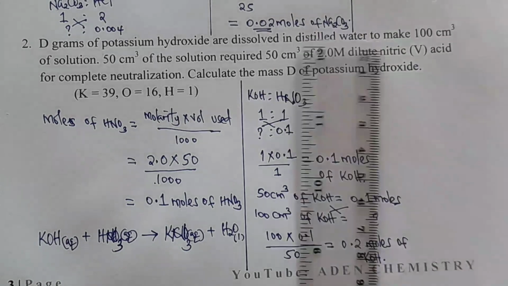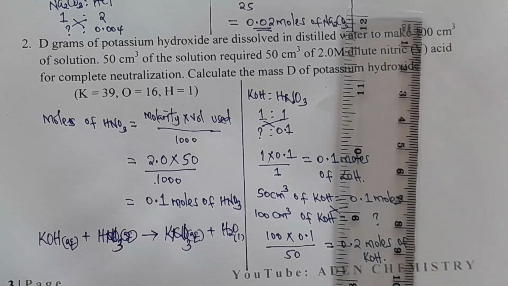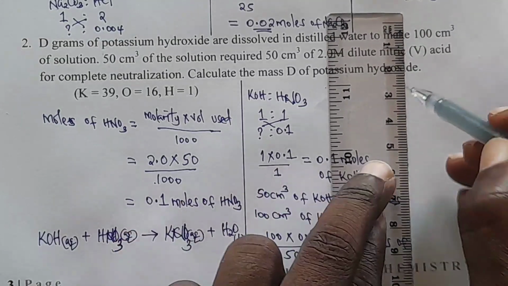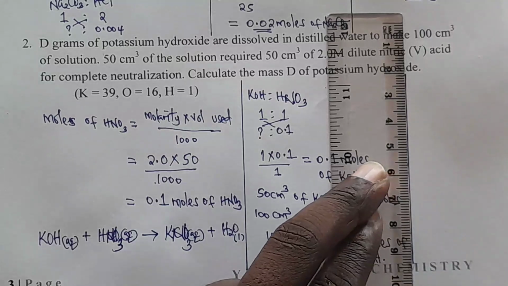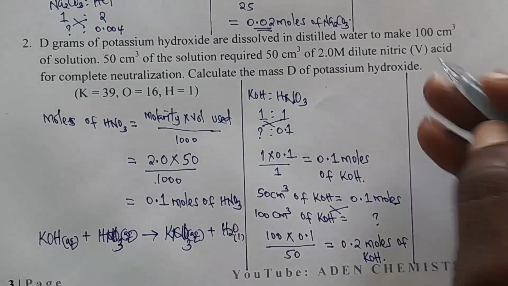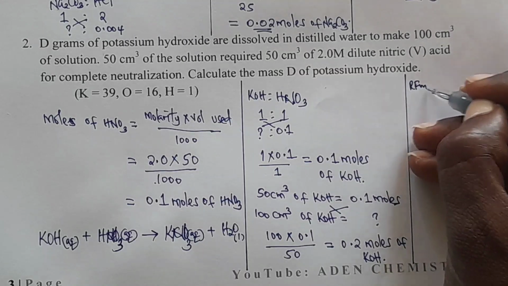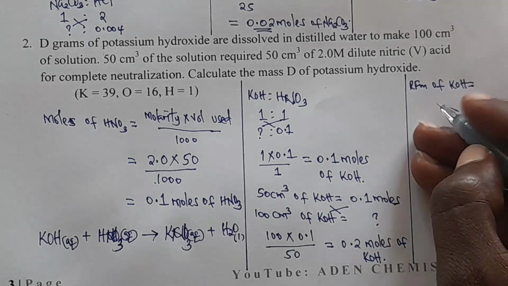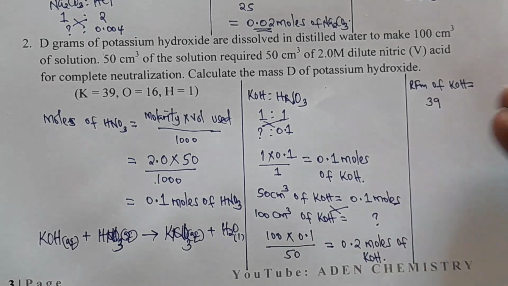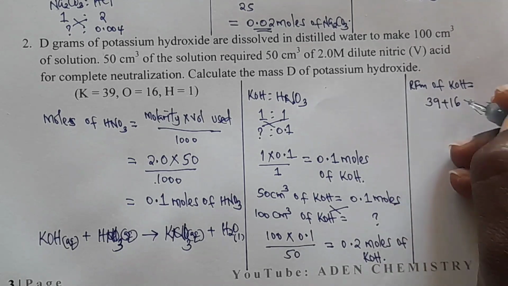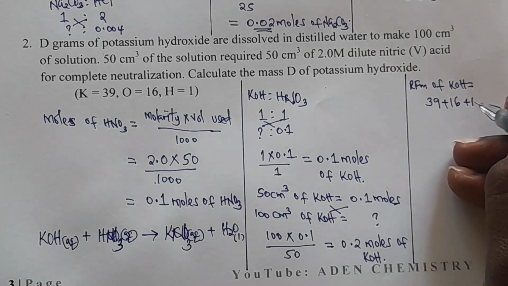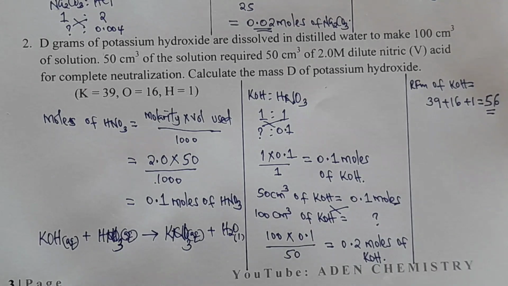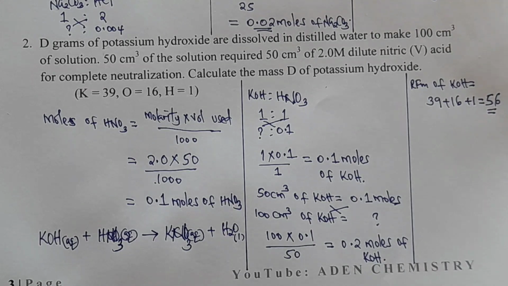So if we have the number of moles of potassium hydroxide in the 100 centimeter cube of solution, we can get the mass by using the formula mass equal to moles times RFM. So we have to start by getting the RFM of potassium hydroxide. We can get this by saying the RAM of potassium, which is 39, plus 1 for oxygen, which is 16, plus 1 for hydrogen, we are going to get 56 as our relative formula mass of potassium hydroxide.